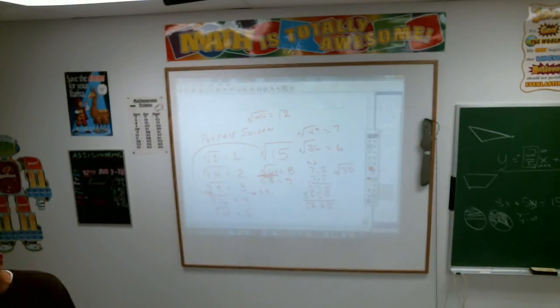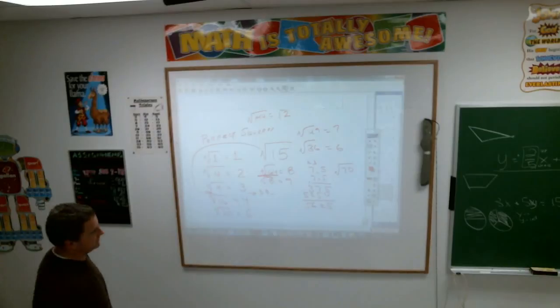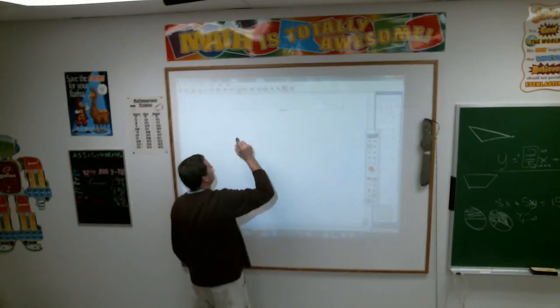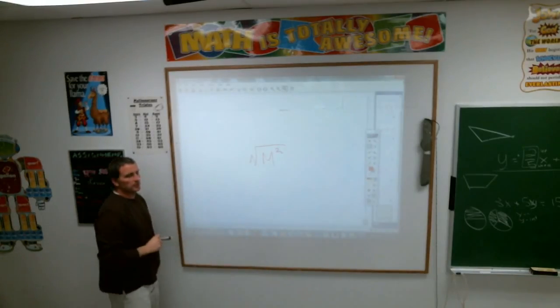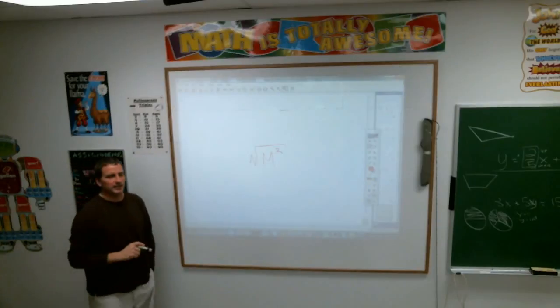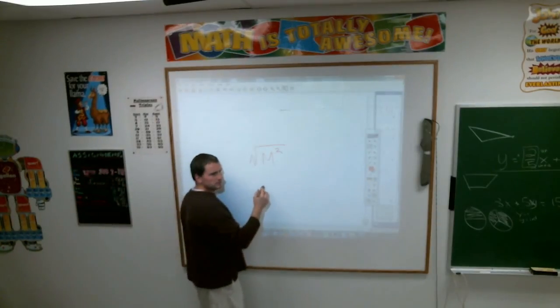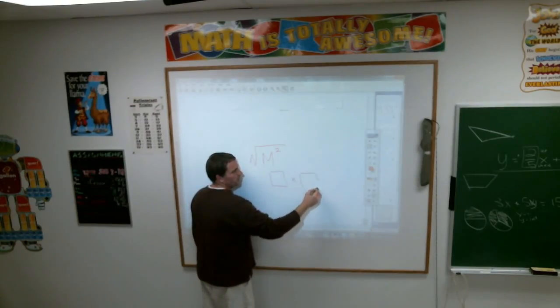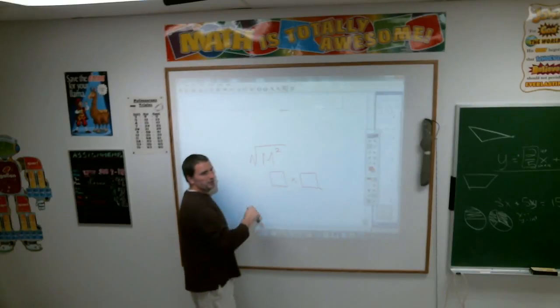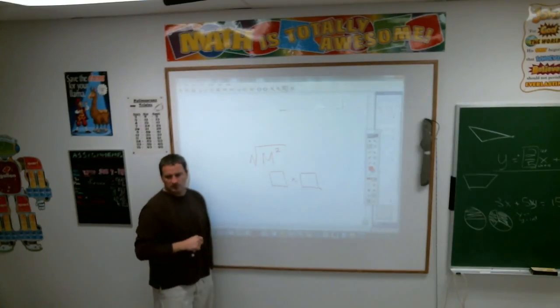Oh look, they get a little mean with you. How about this? Check this out. They might ask you a question like this. What is the square root of m squared? And again, you just have to ask yourself, what number times itself gives you m squared? Anybody?